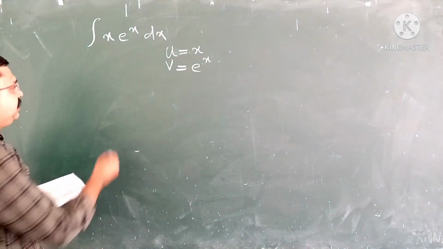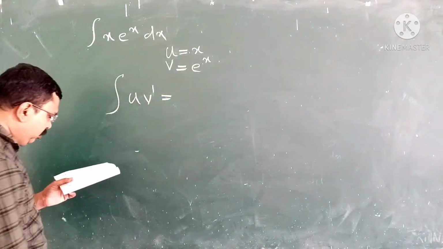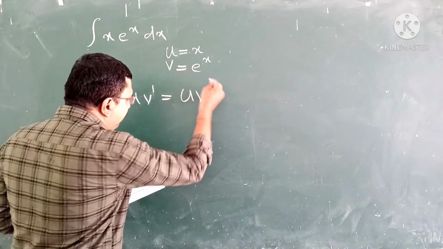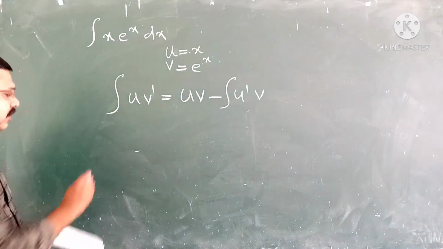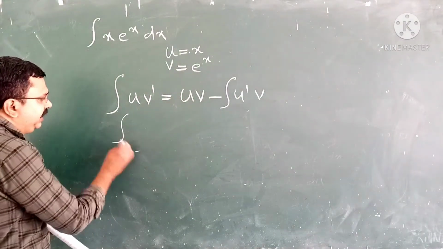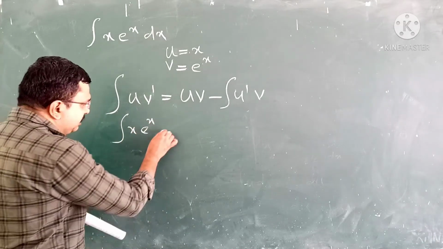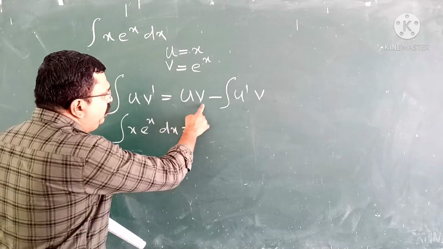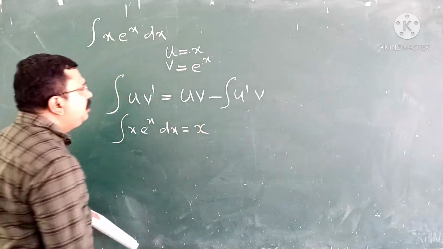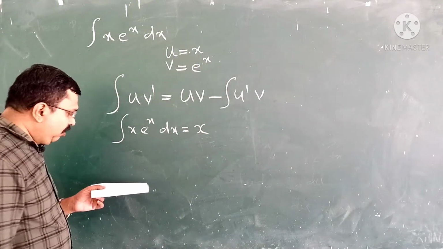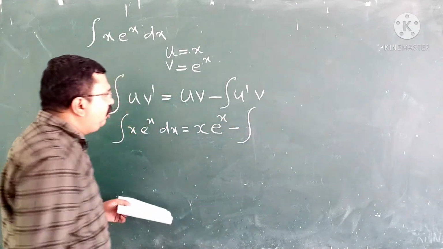Okay, u and v. Then we know that integral of uv dash is equal to uv minus integral of u dash. Okay, this is our equation. Therefore, we can write integral of x e raised to x dx is equal to u into v. That is, u is our first function x into second one is integral of e raised to x, that is e raised to x, minus integral of u dash.